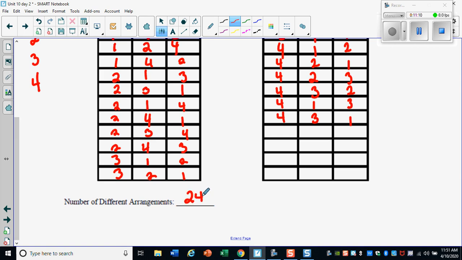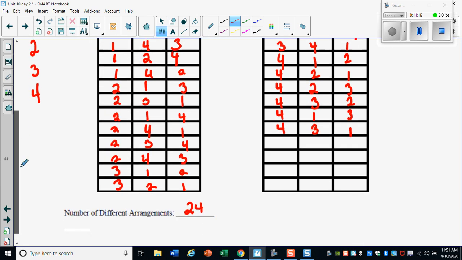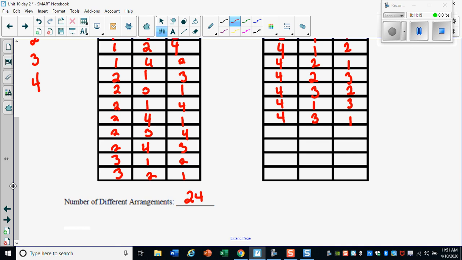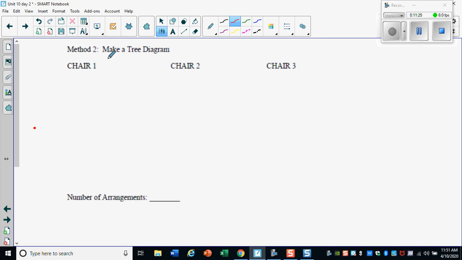Now, that's kind of time consuming to do, to write out all of those different arrangements. I don't want to do that every single solitary time. So let's take a minute and we're actually going to figure out 2 other ways to do this, okay? The first way that we're going to do this is making a tree diagram.